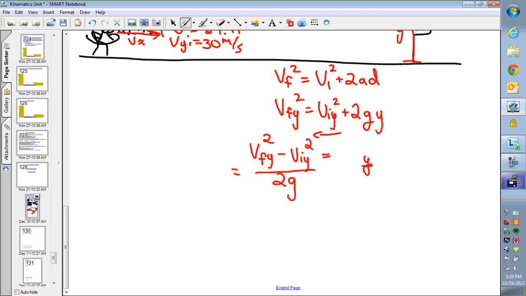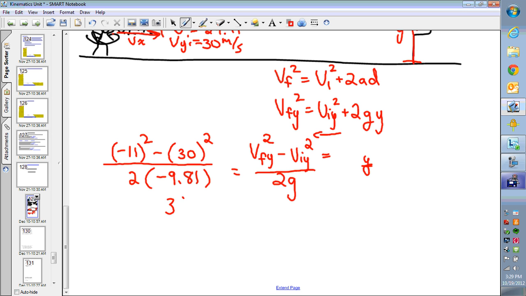So my final was negative 11 meters per second. My initial was 30 meters per second. And you divide by 2 times the acceleration of gravity, which is negative 9.81 meters per second squared. I've allowed myself to be very sloppy with units here and not include them. And I get an answer of 39.7 meters for my height for y. So they are about 40 meters above the ground when the ball is caught.